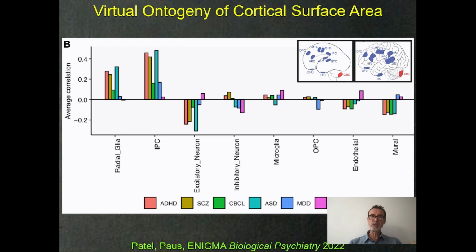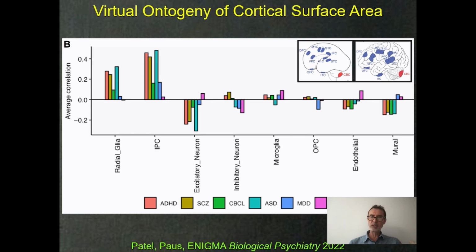Now, when we do our virtual ontogeny, we see that it's mostly the undifferentiated progenitor cells where the cell-specific markers of those cells, their gene expression, correlates with the profile of group differences in surface area, such that regions that have high expression of those genes are showing larger group differences.